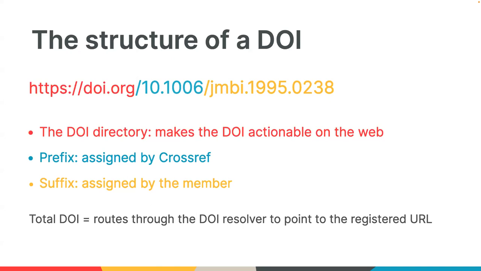So if you look at this screen, you can see this is the structure of a DOI. It's composed of 3 sections. So the red is the resolver address. So each DOI is an identifier, but also an actionable link, which means when you click on it, it resolves in a browser. And having that red part is what makes it actionable. The blue part is the prefix, and that's assigned to each member when they join Crossref. And then the yellow part is the suffix, and that's the part of the DOI that's created by the publisher and is unique to each content item. So we'll look at prefixes and suffixes in a bit more detail.